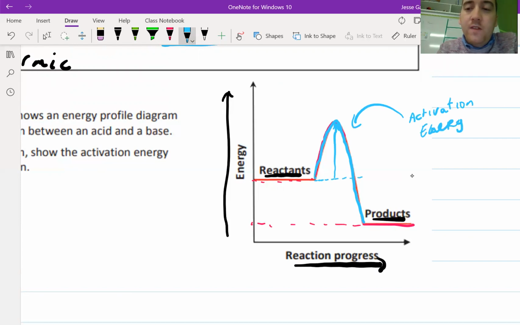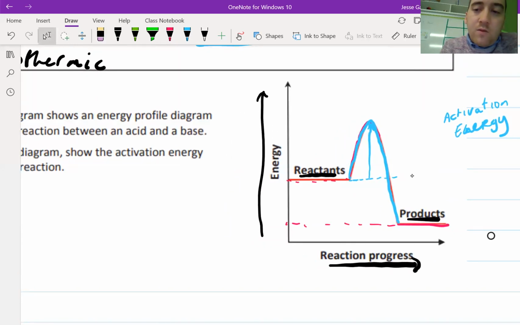I should probably label it a bit tidier than that. Activation energy would be this. Sorry, pen stopped working here. Activation energy would be here, this little hump in energy.